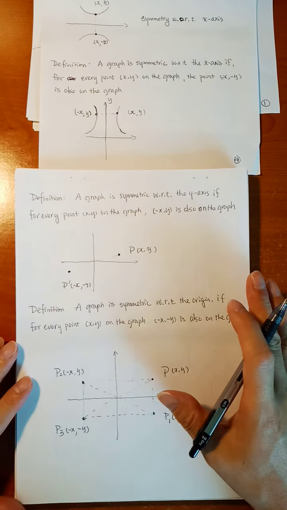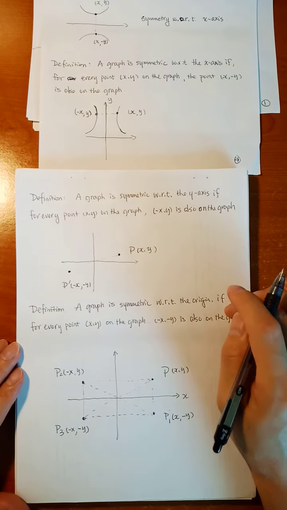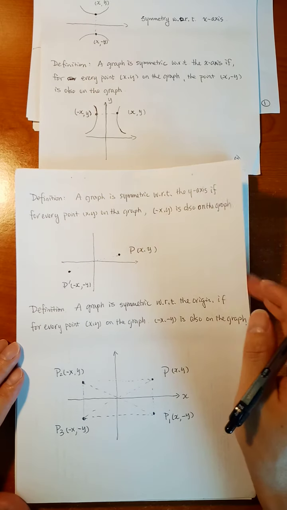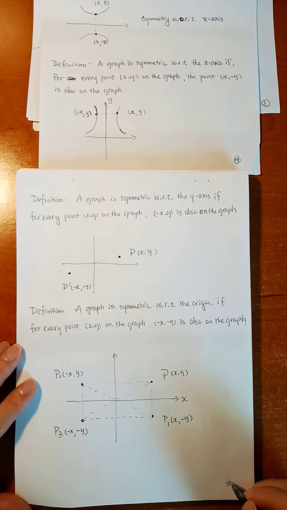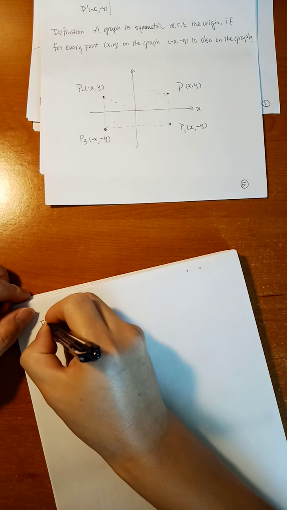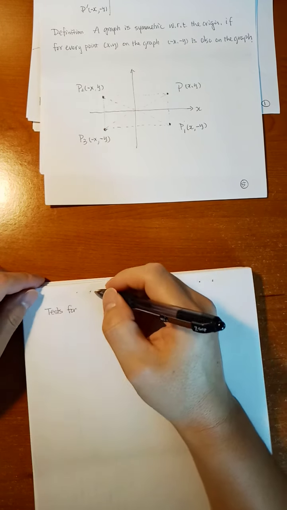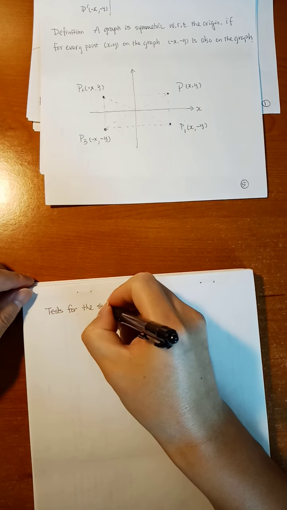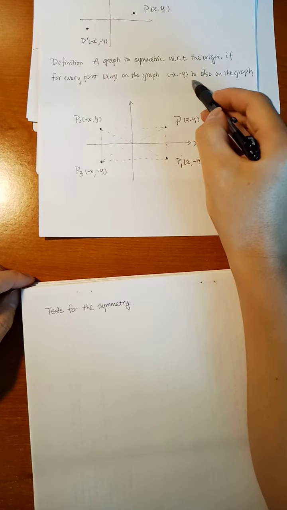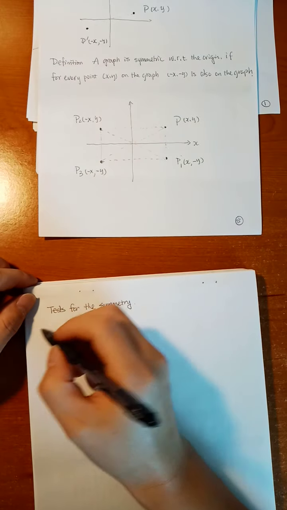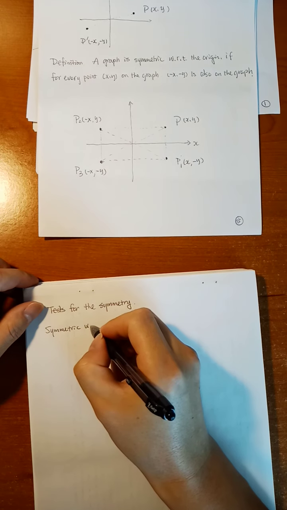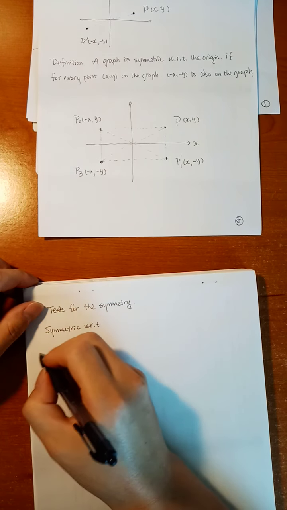Okay, so after the graph, after the definition, how do we know if a function is symmetric with respect to x, y, or origin or not? How do we know it? There is a test for the symmetry. On the graph means it satisfies the equation. Okay, so symmetric with respect to x-axis.